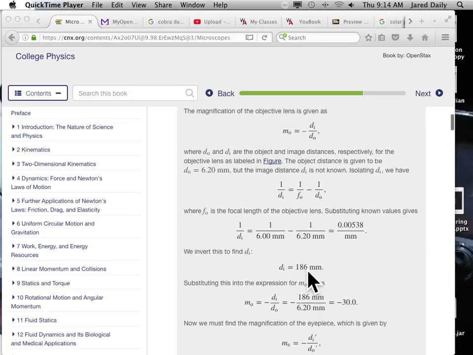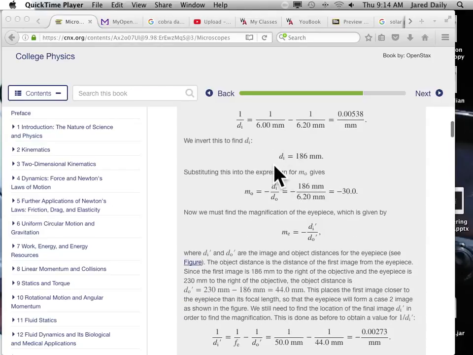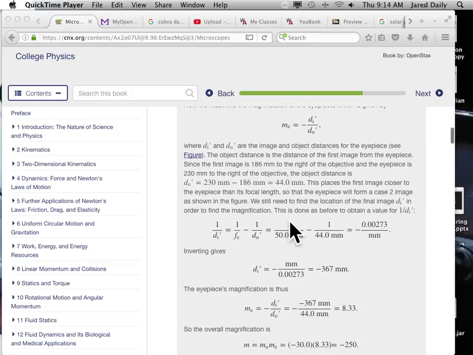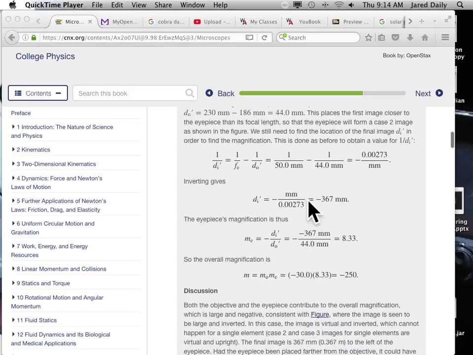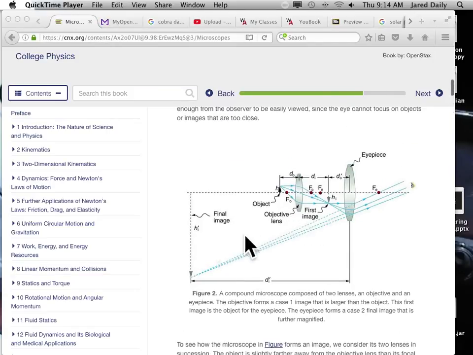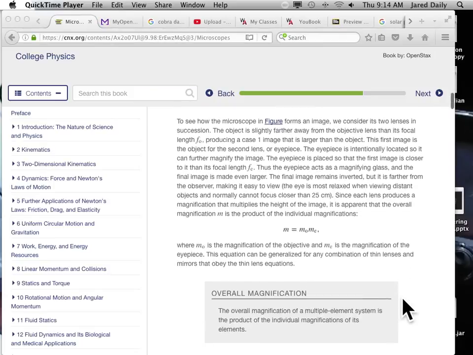That's what they do. Here they use the focal length of the first lens, which is the objective lens, in this equation. So the first focal length is 6 millimeters, and then the distance to the object is 6.2 millimeters, and then they calculate the distance to the image. Simple. Then they do it again, but they use the distance as positive 44 millimeters, distance to the new object, and then the eyepiece focal length is 50 millimeters. Calculate the distance to image, it gives you negative 367, which means the image and the object are on the same side of the eyepiece, right there. And you're good to go.